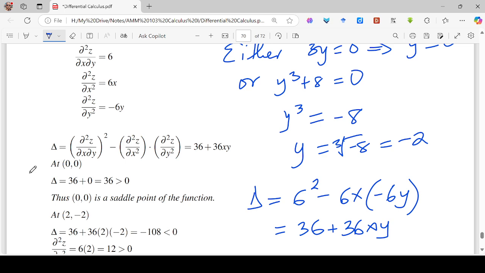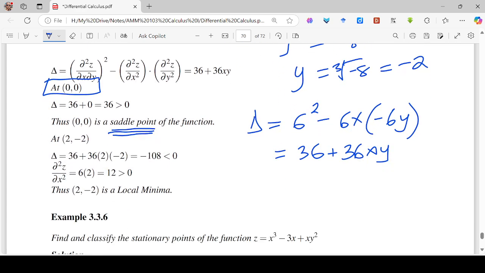So we now find the value of delta at each of the stationary points. At the first point, which is (0, 0), x is 0, y is 0, we can substitute here 36 plus 36 times 0. That will give us 36, which is positive. That means that the point (0, 0) is a saddle point.